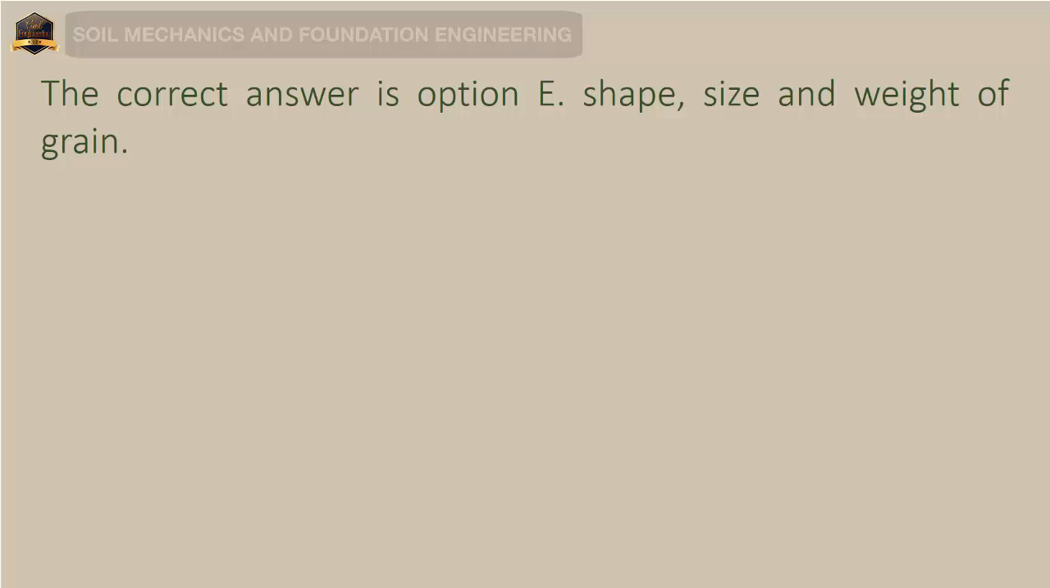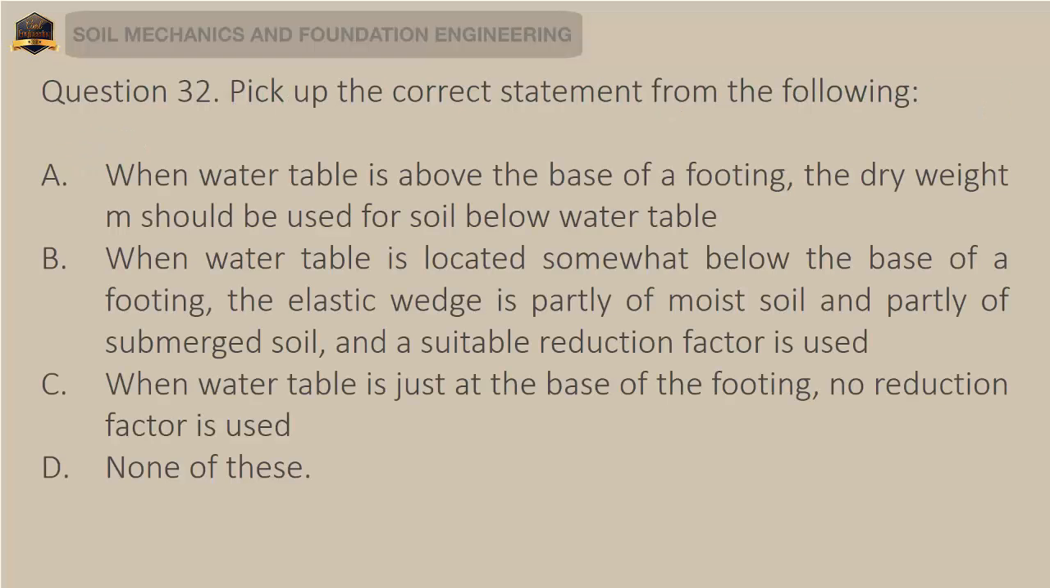Question 32. Pick up the correct statement from the following. A. When water table is above the base of a footing, the dry weight should be used for soil below water table. B. When water table is located somewhat below the base of a footing, the elastic wedge is partly of moist soil and partly of submerged soil, and a suitable reduction factor is used. C. When water table is just at the base of the footing, no reduction factor is used. D. None of these.